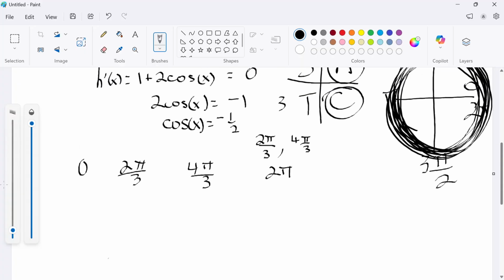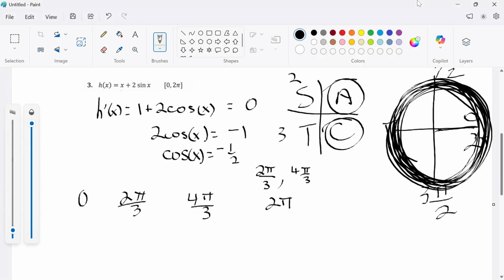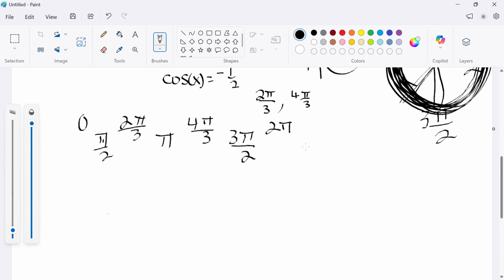So from 0 to 2 pi over 3, if I look at my unit circle, here's 0, 2 pi over 3 is there, so I'll use pi over 2. 2 pi over 3 is here, 4 pi over 3 is somewhere over here, so I'm going to use pi. 4 pi over 3 is somewhere over here, 2 pi is over here, I'll use 3 pi over 2. Those are the values that I will check to see where it is increasing and decreasing.